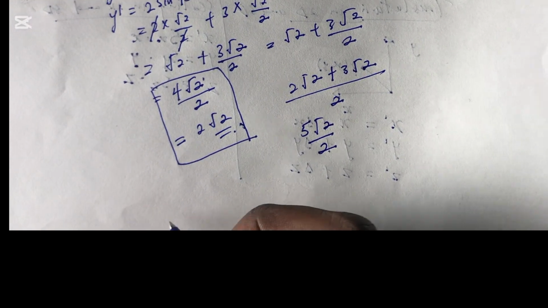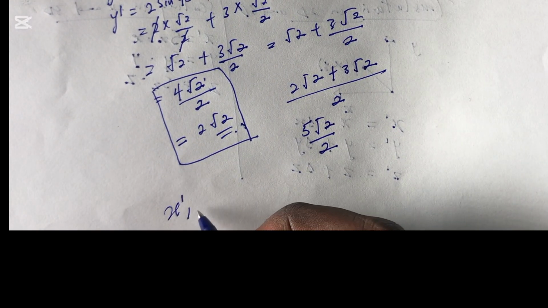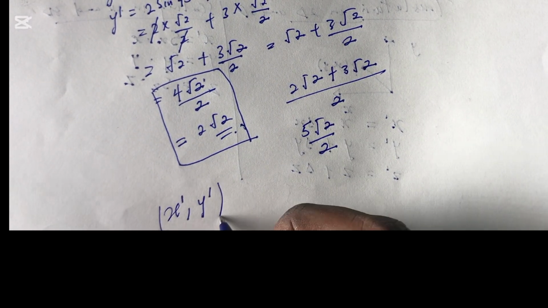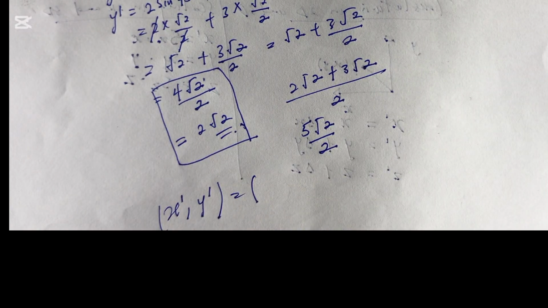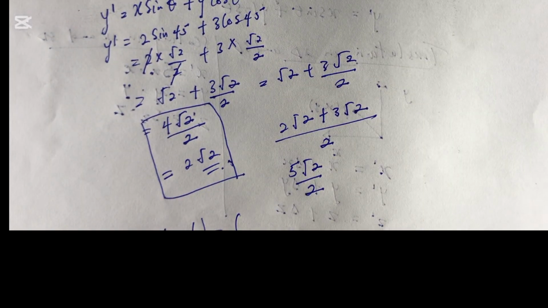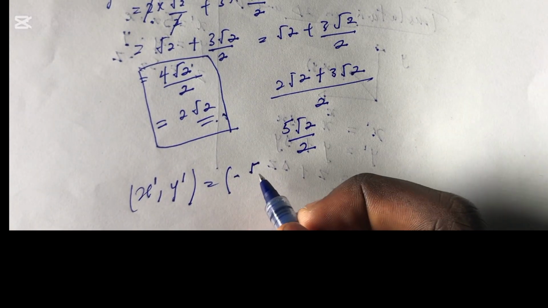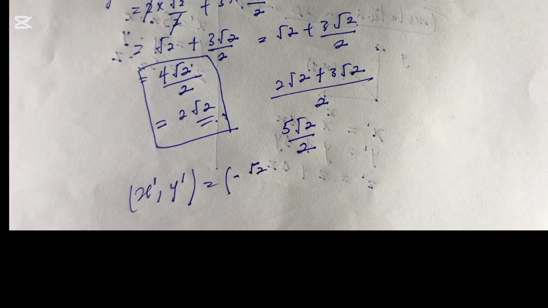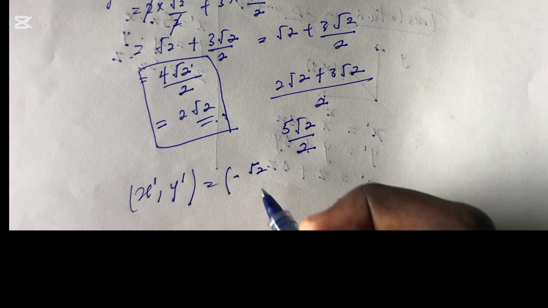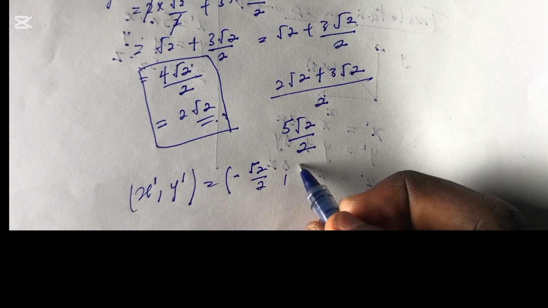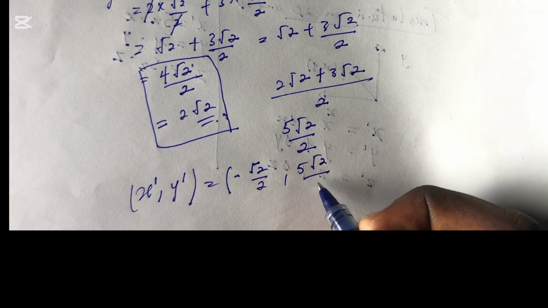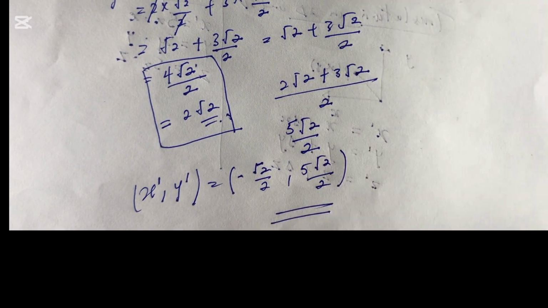So the coordinate of x prime and y prime, that's the new coordinate, is going to be, what's my x? My x is negative root 2 over 2, and my y is 5 root 2 over 2. That's my answer. All right, thank you.